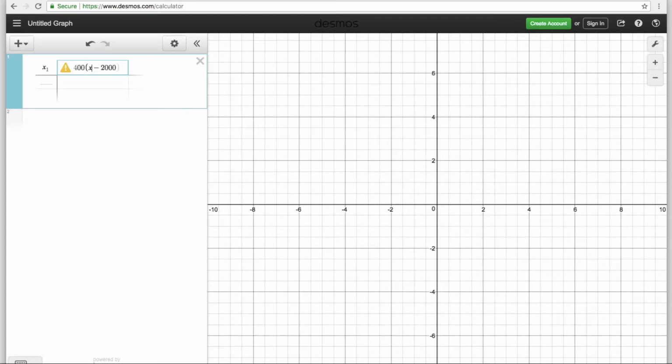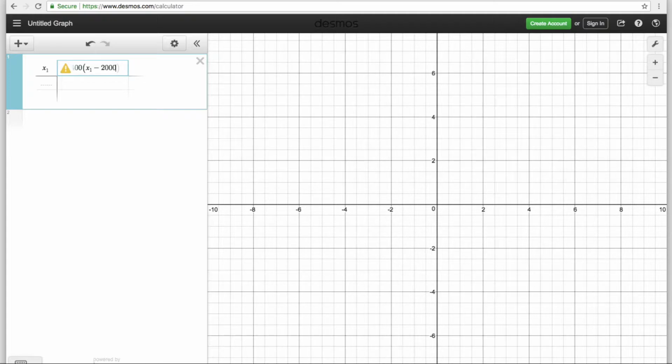So kind of an odd thing about Desmos is that we have to have this subscript 1. If the input right here is x sub 1, then that's what we need to put in our function.